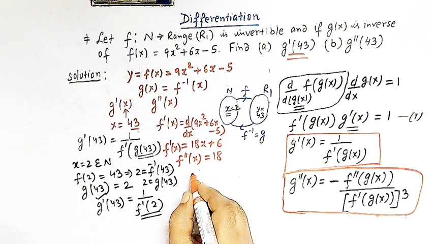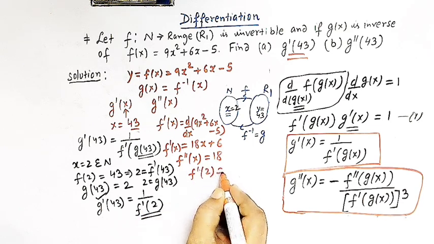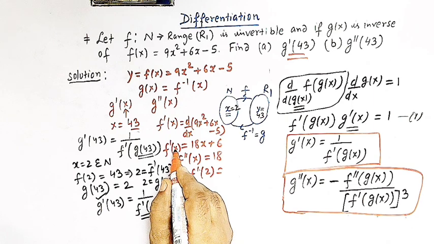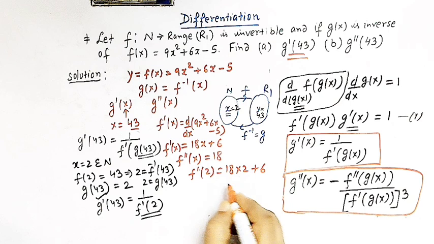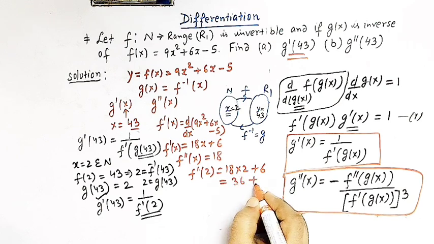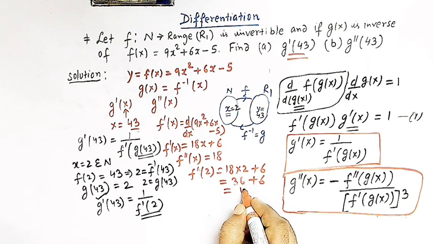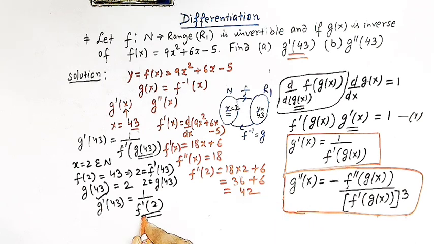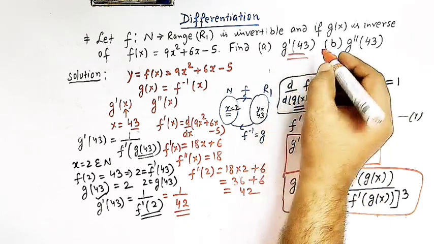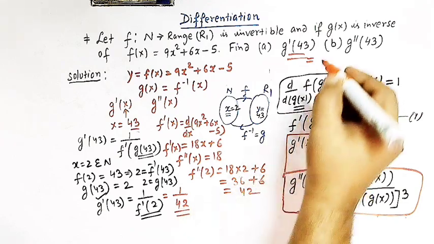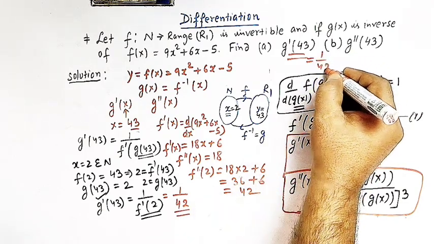So now f′(2). We can find f′(2) by replacing x by 2. So we have 18 times 2 plus 6. So this is 36 + 6, that is 42, right? So here we can substitute the value of f′(2). So we have 1 over 42, right? So the value of g′(43) is given by 1 over 42.